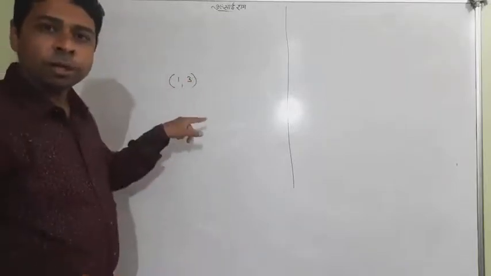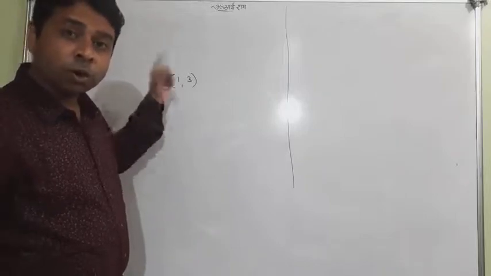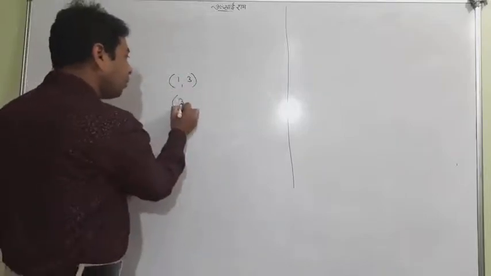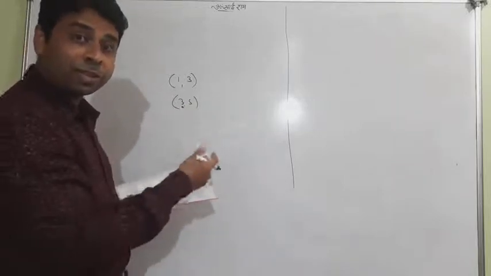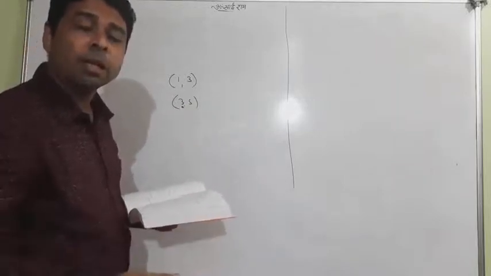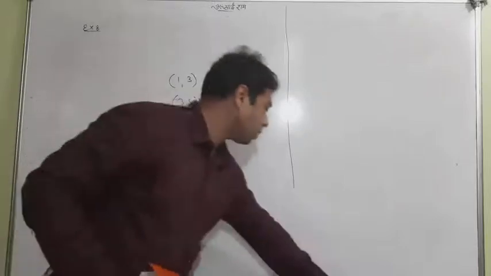This is 1, 3. 1 is odd and its consecutive odd is 3. Like 3, 5. This 3 is odd, its consecutive is 5. And pairs would mean 1, 3, 3, 5, 5, 7, 7, 9, 9, something like that. But it is not so.